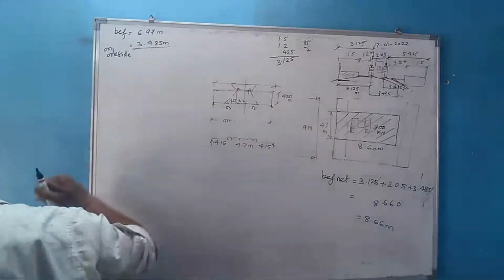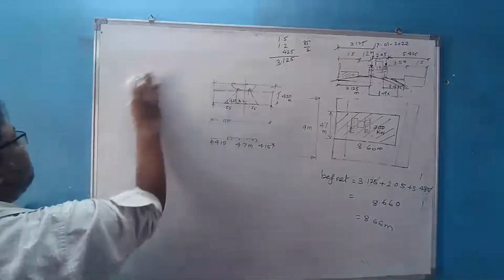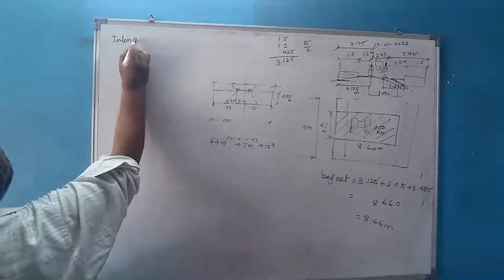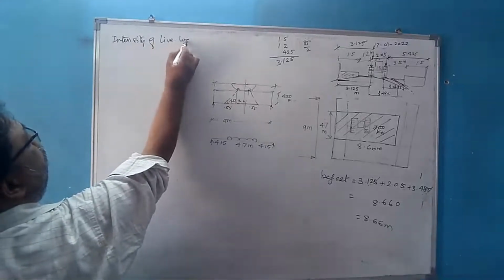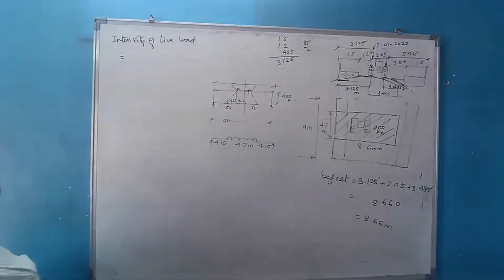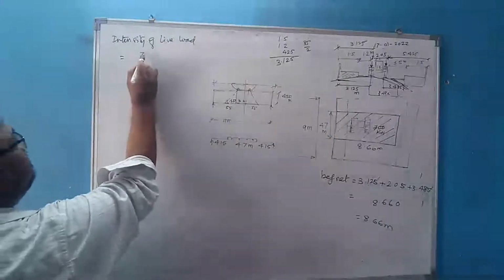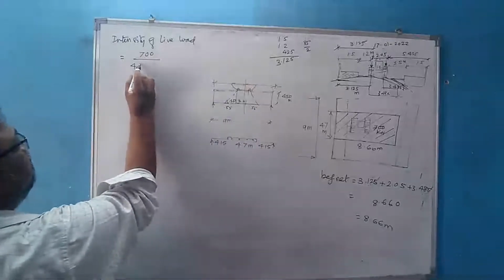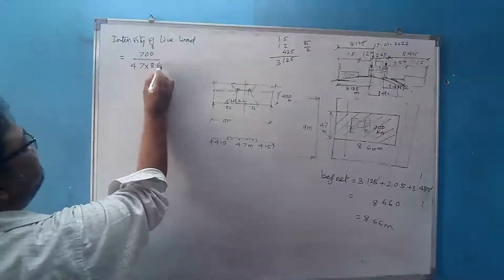So how to get now the intensity of load? How to get the intensity of live load? How will you get? The total area or the total load, that is 700 divided by the area on which the effect of load is, 4.7 multiplied by 8.66.